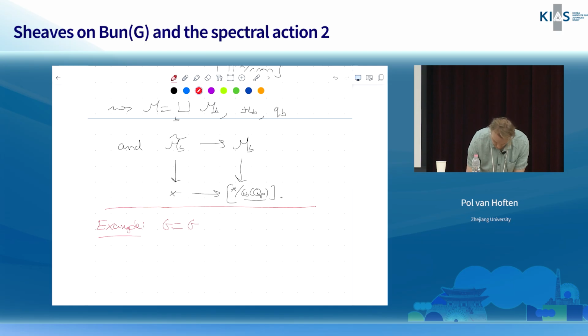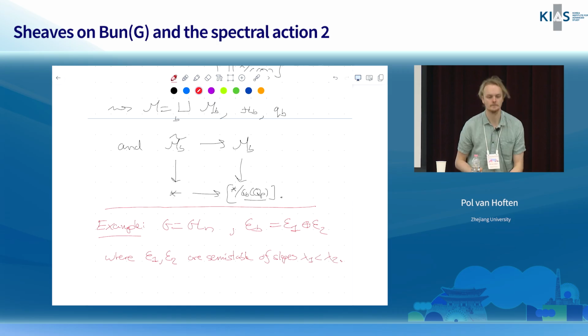Okay, so G is GLN, and I fix a B, and I'm going to write it as a direct sum of two semi-stable vector bundles, where E1, E2 are semi-stable of slopes lambda 1 strictly less than lambda 2.